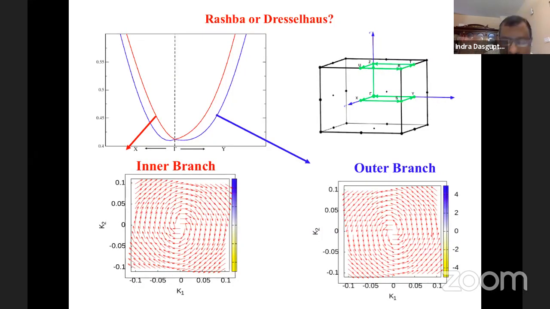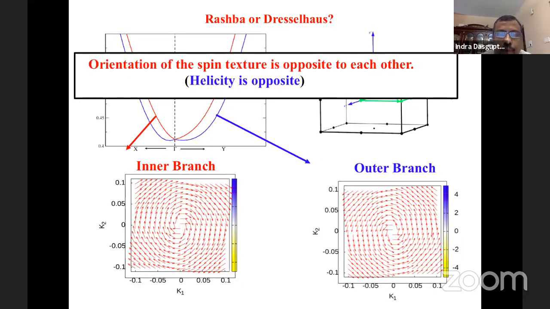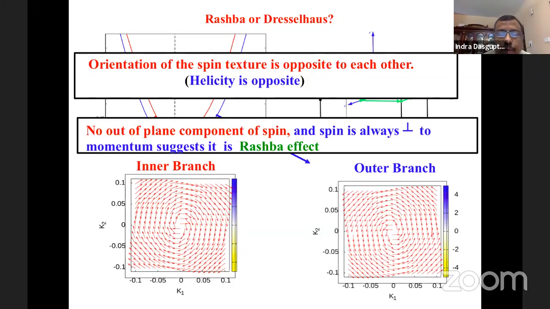We can understand this in slightly more detail. What we find is that the orientation of the spin texture is opposite for the two branches, which implies the helicity is opposite. The out of plane spin component is absent, which is consistent with the Rashba effect. Pure Rashba effect gives you sigma Z equal to 0, and this is precisely what we see.